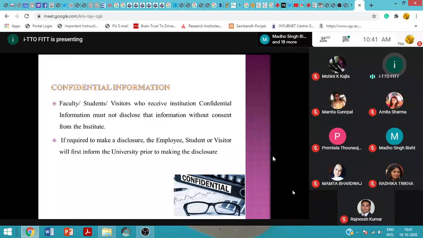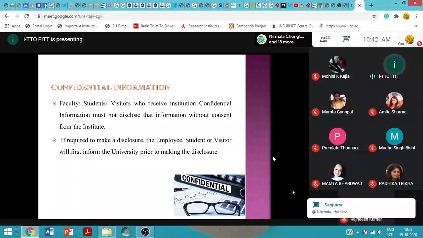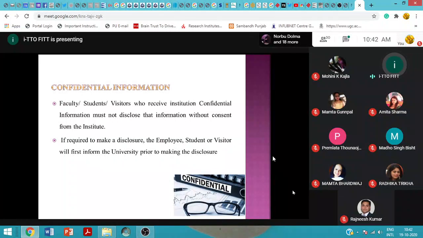If, for example, a researcher is searching for funding and wants to disclose that invention, or any employee or visitor, then first they have to take written permission from the university.